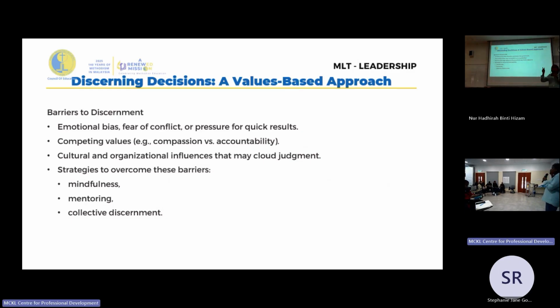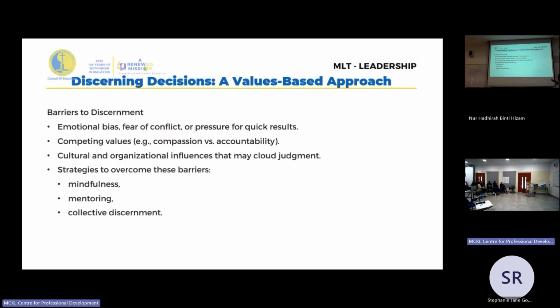Coming back to this, I just want to summarize. When we talk about discernment, decision making using a value-based approach, the barrier for discernment is emotional bias of conflict, pressure for quick results. Sometimes we are time constrained and need to make an immediate decision. Most of the time we don't have time, so due to this emotional pressure, we straight away make a decision, whatever comes to our mind or whatever is convenient at that time.